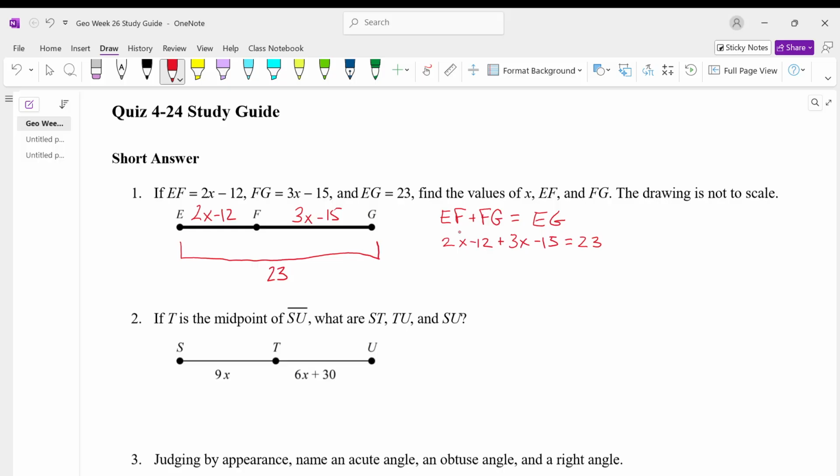So we've got to combine like terms now. What's 2x plus 3x? It's 5x. And negative 12 minus 15, that's negative 27. That's equal to 23. So we're going to add 27 to each side, and our 5x is equal to 50. And then we're going to divide both sides by 5. So x equals 10.